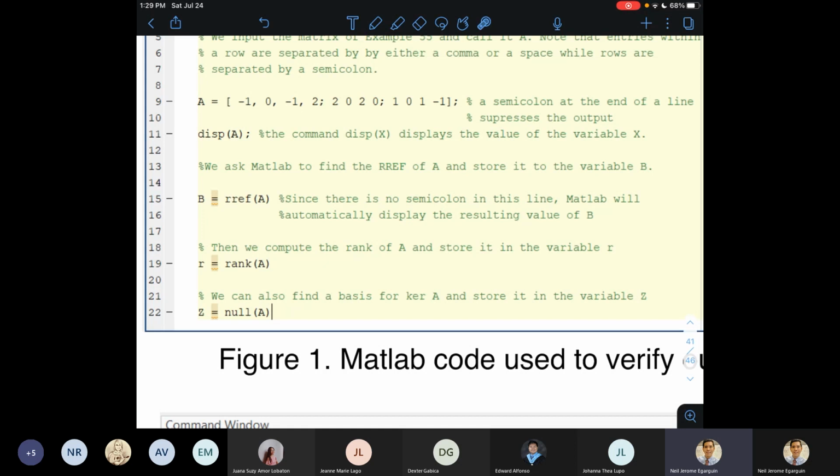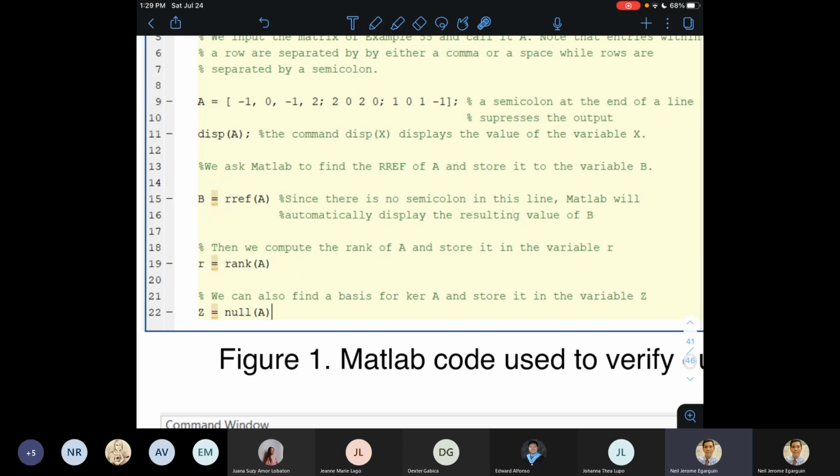So hindi tinatapos ni MATLAB yung buong code bago siya mag-display. So sabihin niya, pag walang semicolon, display ko kagad yung result. So kung ito ay matagal i-run, i-output ni MATLAB to habang nag-run to. So makita niyo na yung result kay B habang nag-run yung pagka-compute kay R, kung si R ay mahabang i-carry out.